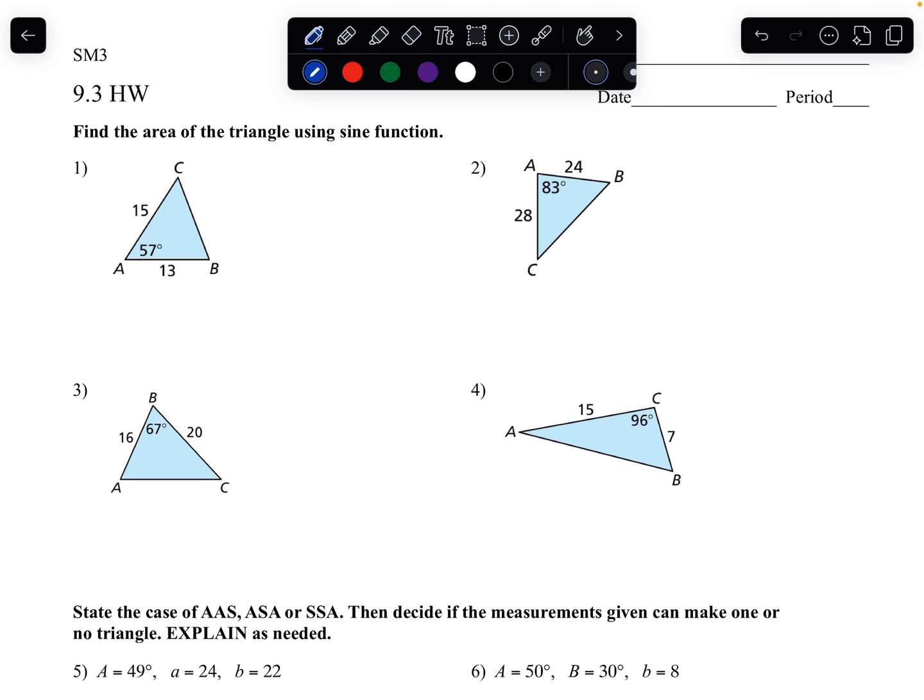But in any case, the area of this triangle right here we'll set up by using 1/2 of the two sides, so 15 times 13, the product of these, times sine of 57. And if you put this into your calculator, you should get the answer.